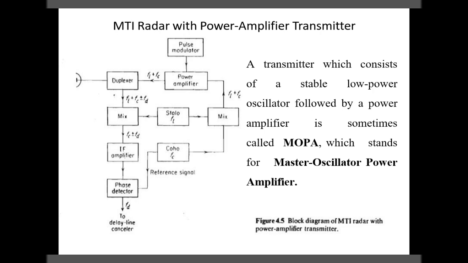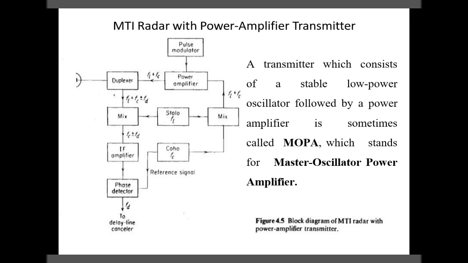So today we are going to see about MTI radar. There are three types of MTI radar we are going to see today: MTI radar with a power amplifier transmitter, MTI radar with a power oscillator transmitter, and the non-coherent MTI radar. So one by one we will see all these three types of MTI radar.